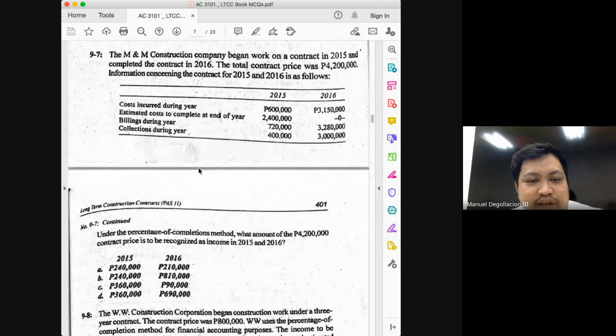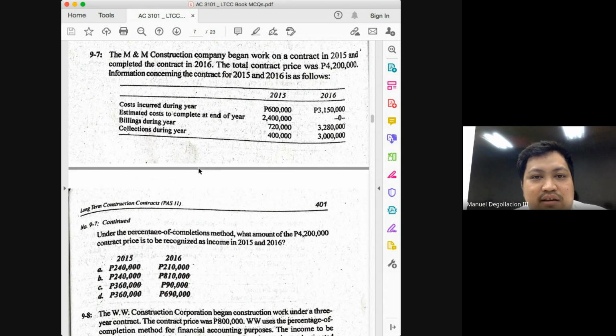Let's proceed to 9-7. Under the percentage of completion method, what amount of the 4,200,000 contract price is to be recognized as income in 2015 and 2016? There's nothing new to discuss here, class. Contract price, 4,200,000. What are the two things you need to solve for RGP? Percentage of completion and expected gross profit. Let's solve for expected gross profit first. What are the two things you need to solve for expected gross profit? Contract price and cost at completion.